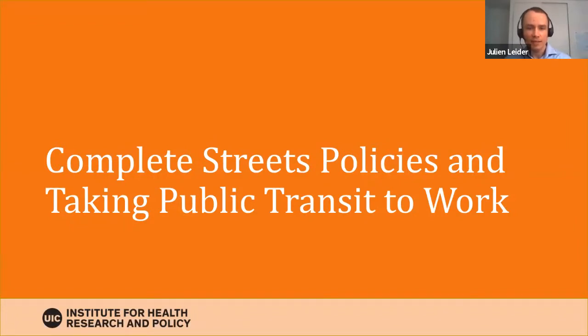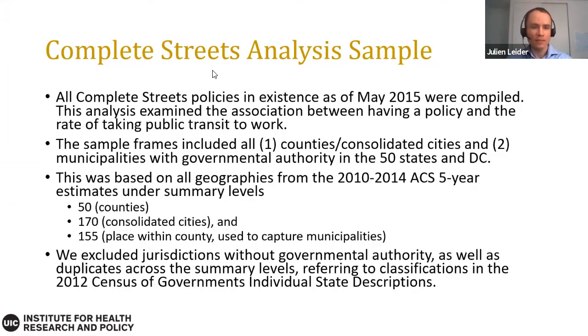Turning to our analysis of complete streets policies and taking public transit to work, this analysis was based on a compilation of all complete street policies in existence as of May 2015 in the United States. For the analysis, we looked at two frames. One included all counties and consolidated cities, and the other included all municipalities in the United States. And this was based on all geographies under the relevant summary levels from the 2010 to 14 ACS 5-year estimates.